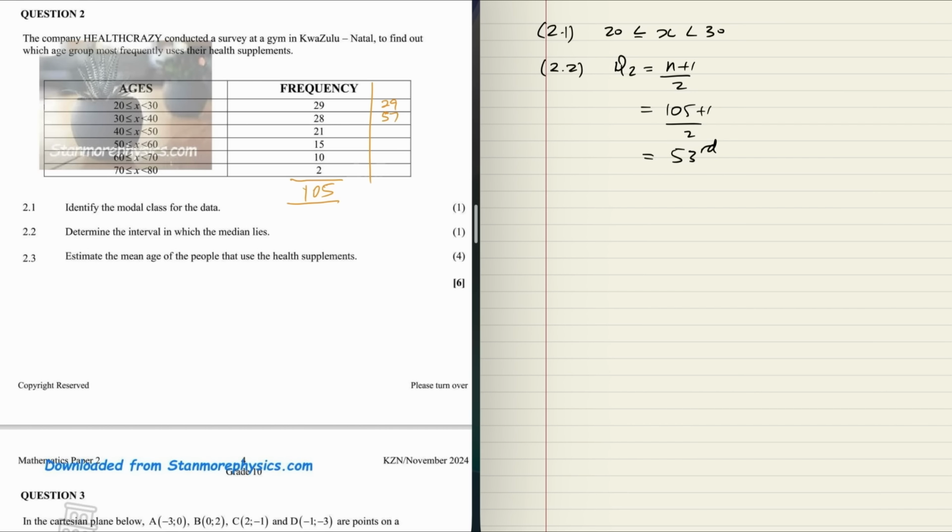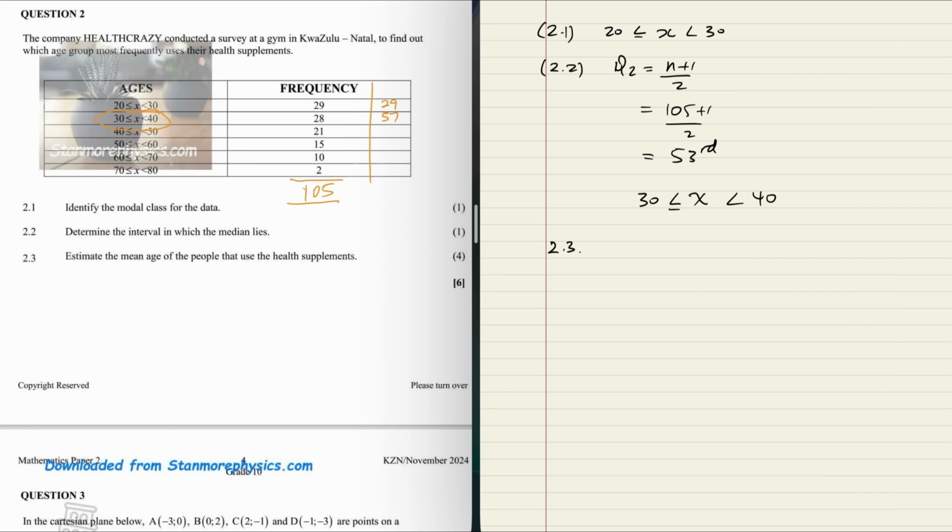So after totaling up the second age group, we have a total of 57 people. We're looking for the 53rd person. So the 53rd person must be in this range or in that interval. So the median is going to lie in the interval x is between 30 and 40.